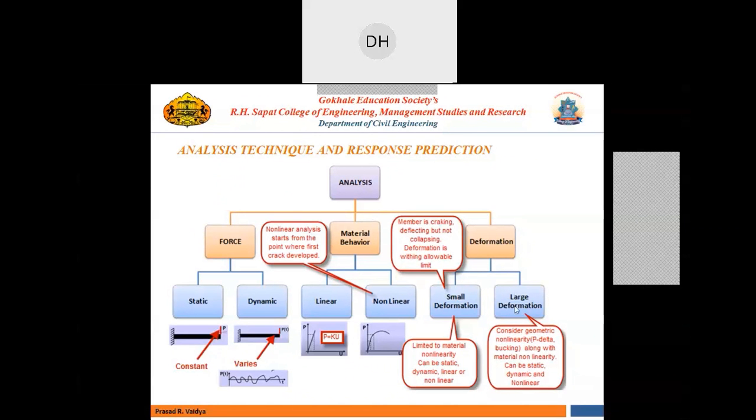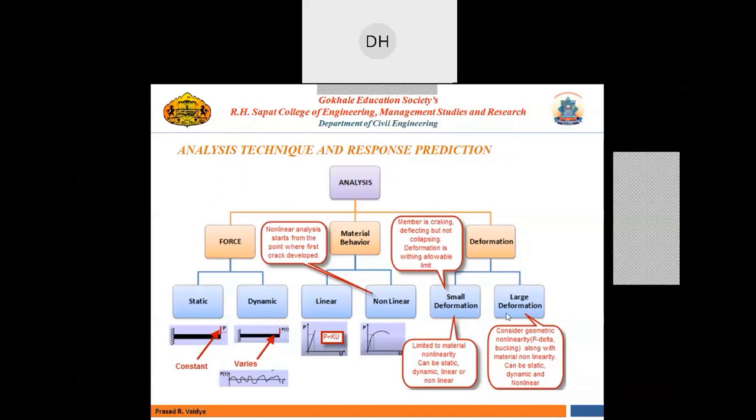Deformation-wise, it is a small deformation or large deformation type analysis. So what is small deformation? It is where only material non-linearity is considered. Non-linearity is basically of two types, material and geometric non-linearity. So when you consider only material non-linearity in your model, that is called a small deformation analysis. And then large deformation will consider both material as well as geometric non-linearities, right?